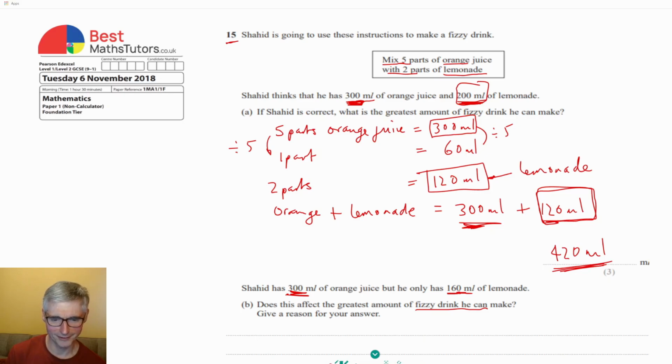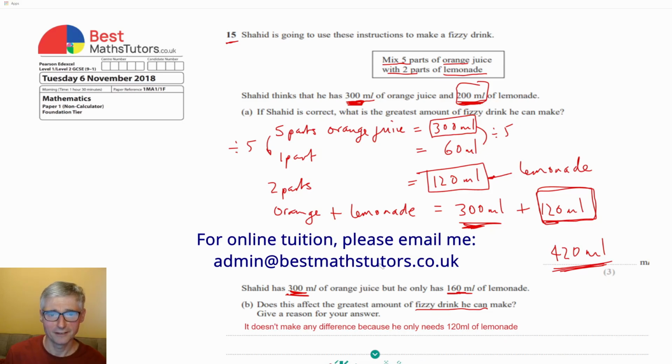And we need to write that in. So we can see it doesn't make any difference because he only needs 120 millilitres of lemonade. And that's all we need to write to complete the question.